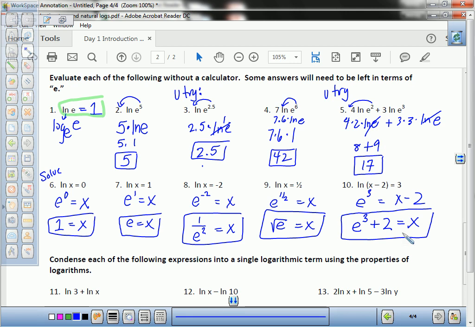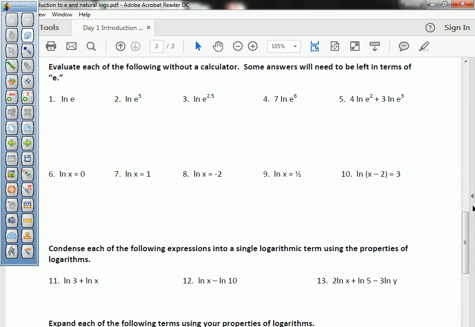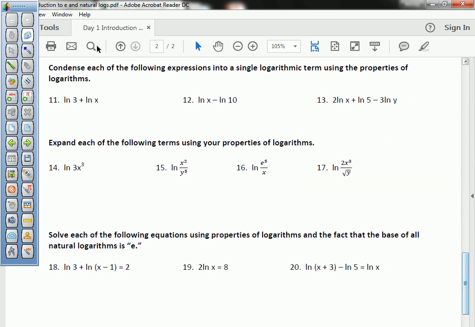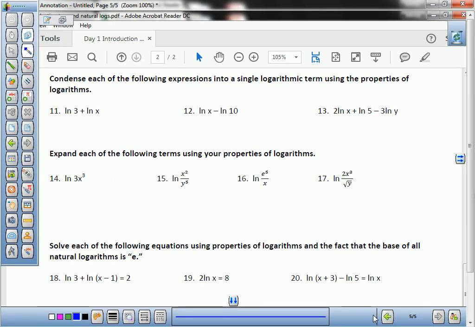All right, how are we doing so far? So far, so good. Okay. Now, let's go back to some of our favorite things. Not really. Condensing and expanding. Oh no.